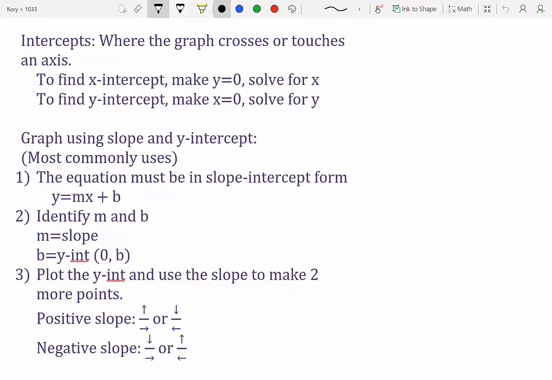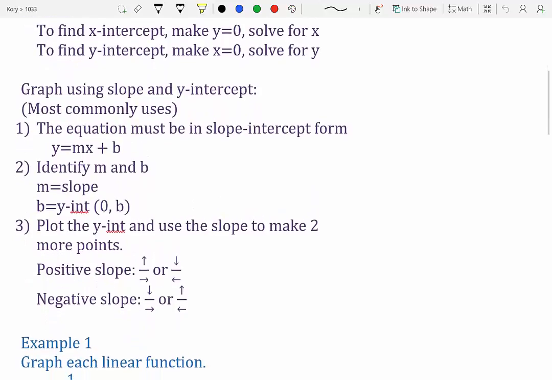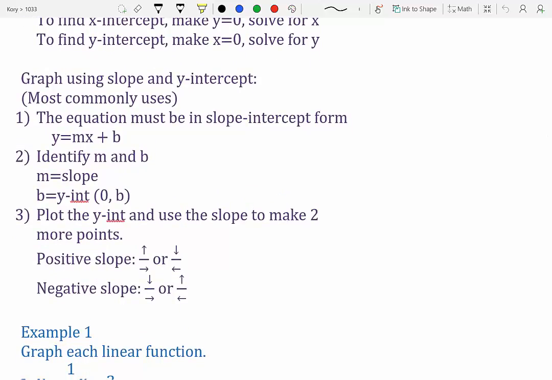Graph using slope and y-intercept, that's the most commonly used. The equation must be in slope-intercept form. That's y equals mx plus b. Then identify m and b. M is your slope, and b is your y-intercept, and it's always going to be 0 and whatever b is.